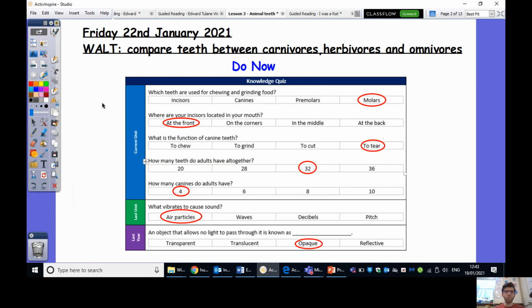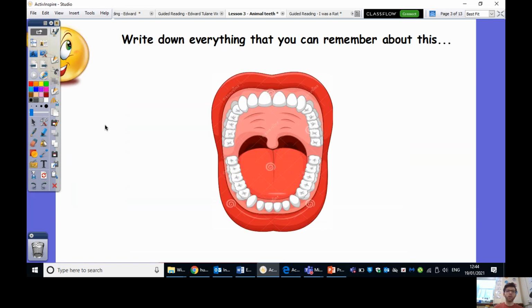So our what for today, we are learning to compare teeth between carnivores, herbivores, and omnivores. So we are going to be moving away from the human mouth and towards animal mouths. But before we do, on a scrap piece of paper, what I'd like you to do is write down everything that you can remember about the human mouth.